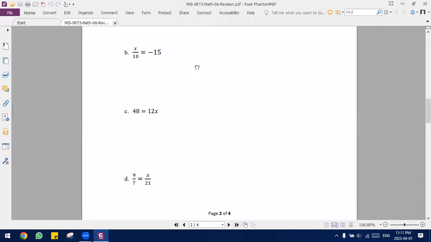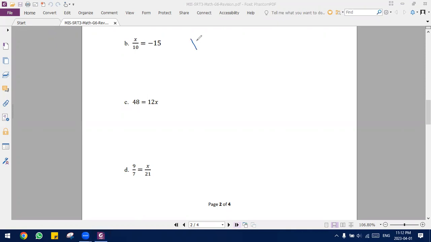Next one. X over 10 equal to minus 15. Now what do I have next to x? I have over 10. We said that the fraction line means divide. So what is opposite of divide by 10? Yes, exactly, it's times 10. So I will multiply by 10 in both sides. So here I will have x. Here I will have minus 15 times 10, which is equal to minus 150.